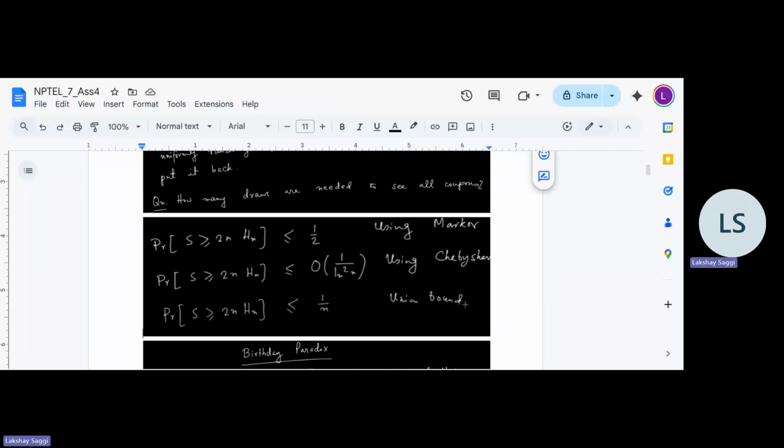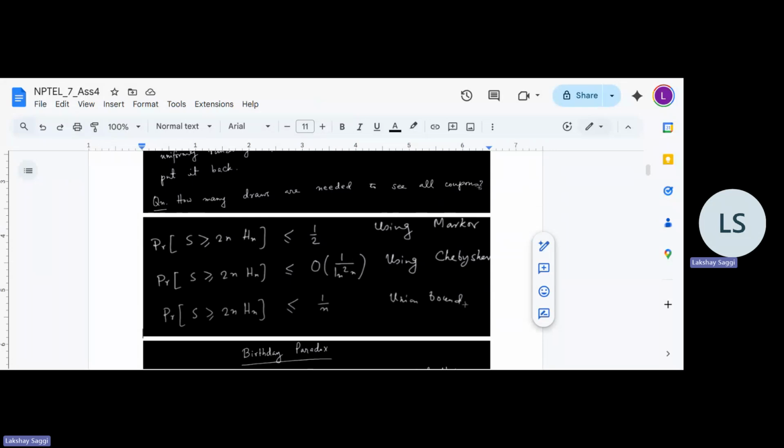This was discussed in the lecture: the expected number of coupons one needs to pick is approximately n log n. It was also shown in the lectures, using Markov's inequality, that the probability that the number of trials you need is greater than 2 n log n is less than or equal to half. The probability of this can be improved to order of 1 by log square n using Chebyshev bounds.